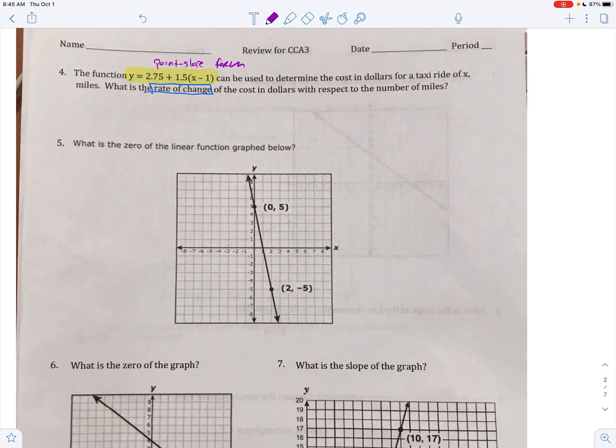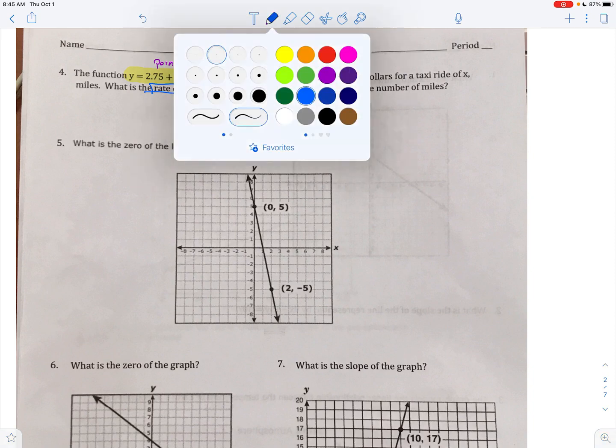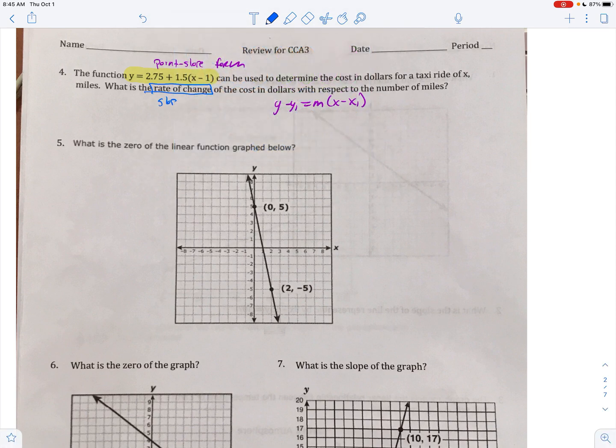Remember that when we're dealing with point slope form, that's y minus y1 equals m times (x minus x1). And our rate of change, another name for it, is slope. So we're looking for our m, the number in front of our parentheses. And the number in front of our parentheses here is 1.5. So the slope here is 1.5.